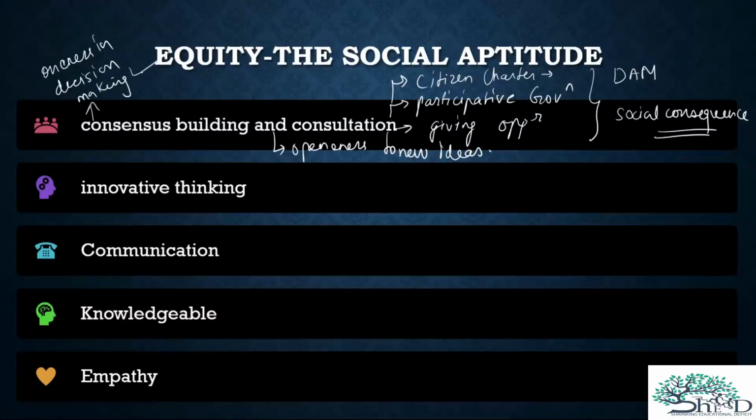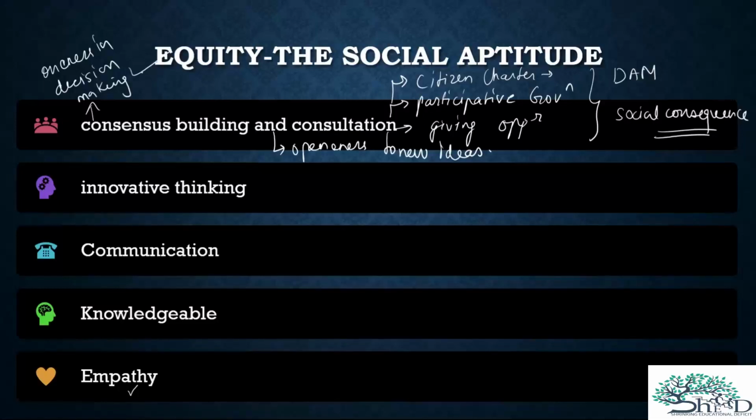See, all these things don't have a hierarchy, that if I'm discussing empathy last, it will have less value. No. What I'm trying to do is tell you, in a structured way, what values are important under which aptitude. Any question can come on all four, on a single aptitude, or even on one value, like how consensus building is important.